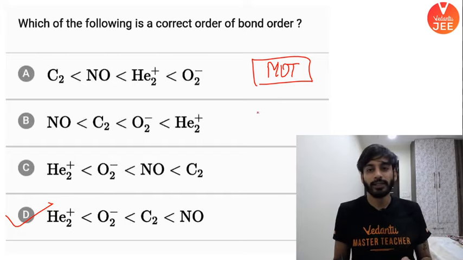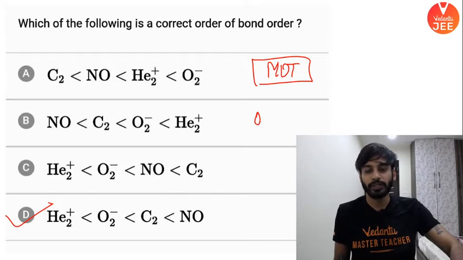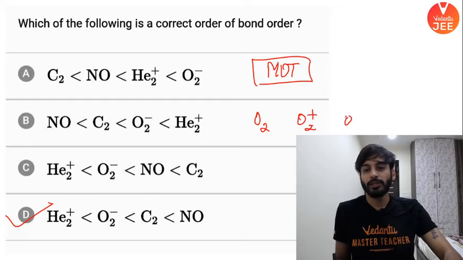I'll ask you to learn this. I ask all of my students to go for this particular strategy. Learn this particular thing. What is that? O2 plus, then you will write O2 minus, O2 2 minus. Beta, here bond order is 2, here bond order is 2.5, here bond order is 1.5, here bond order is 1. I'll ask you to learn it.